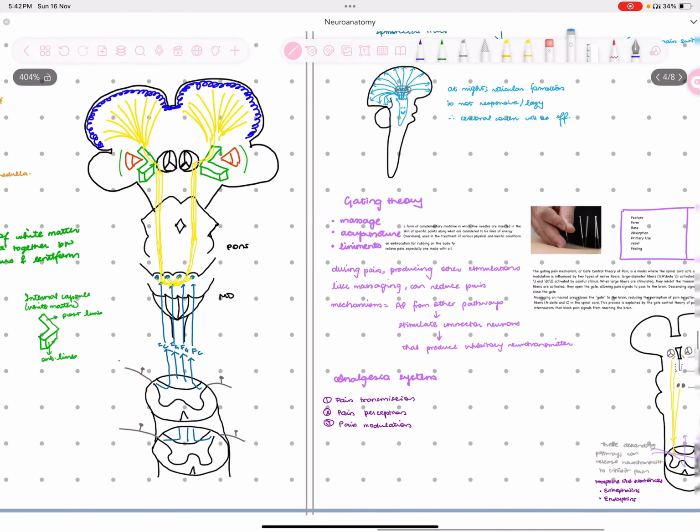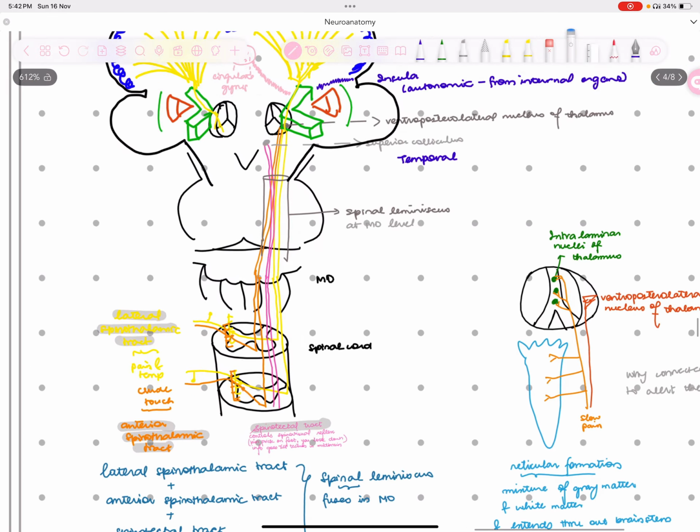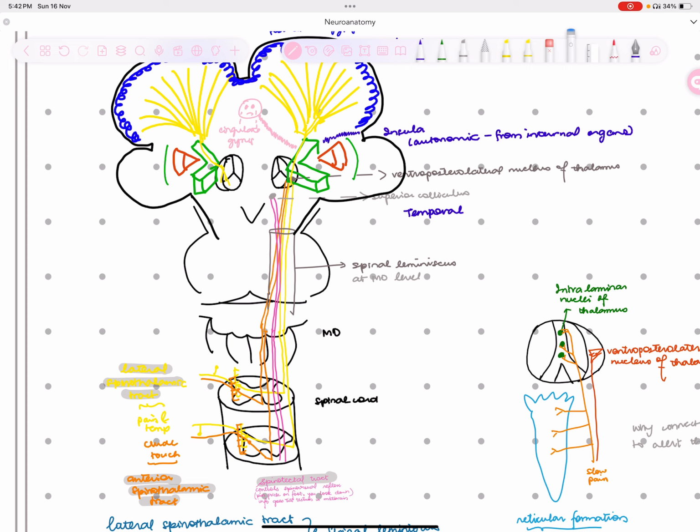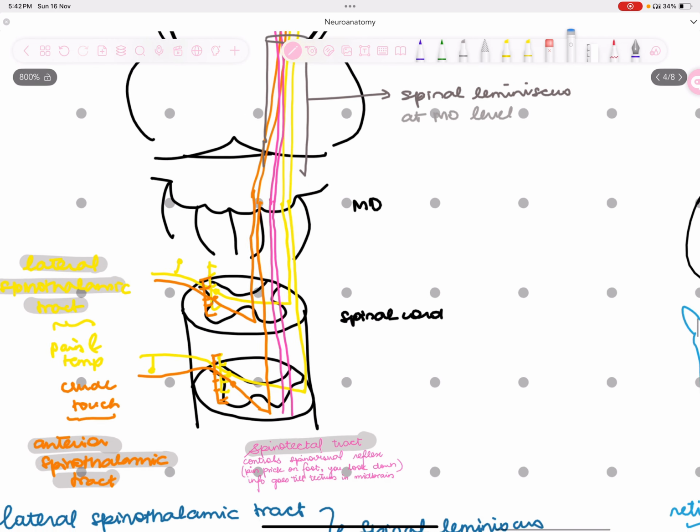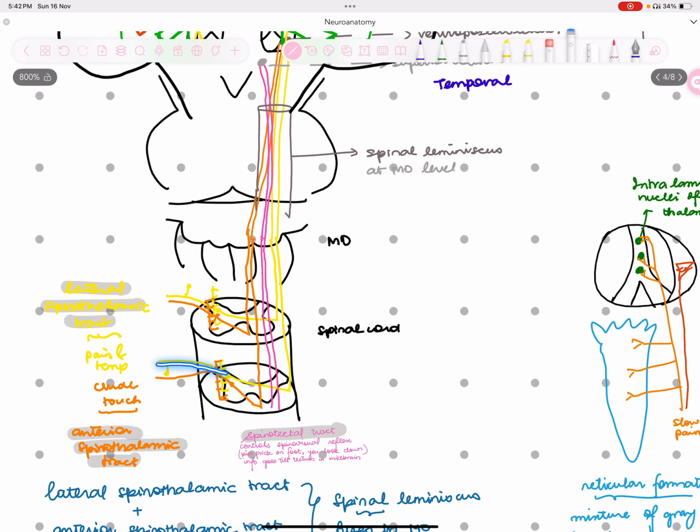So this was your dorsal ascending column, and that was for fine touch and vibration, proprioception, and two point discrimination. When you talk about the anterolateral, the anterolateral is for all the primitive sensations. Anterior is for crude touch, lateral is for pain and temperature.